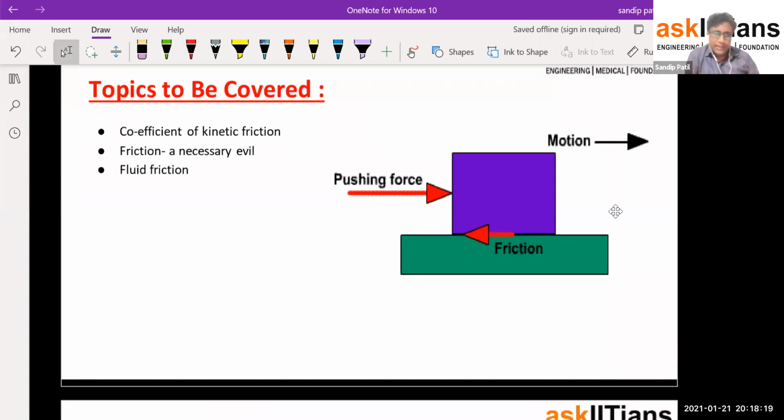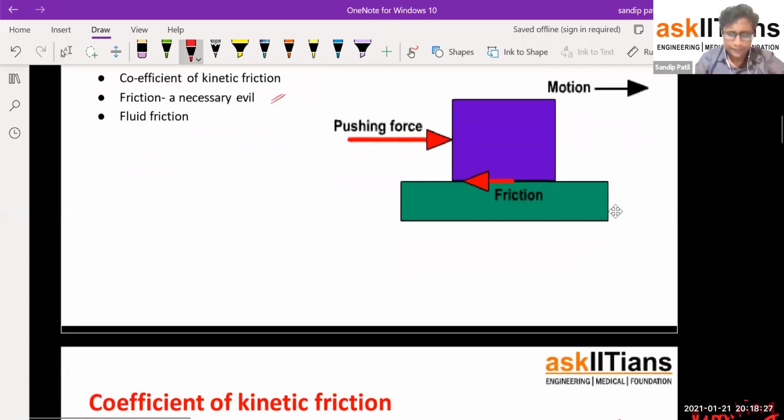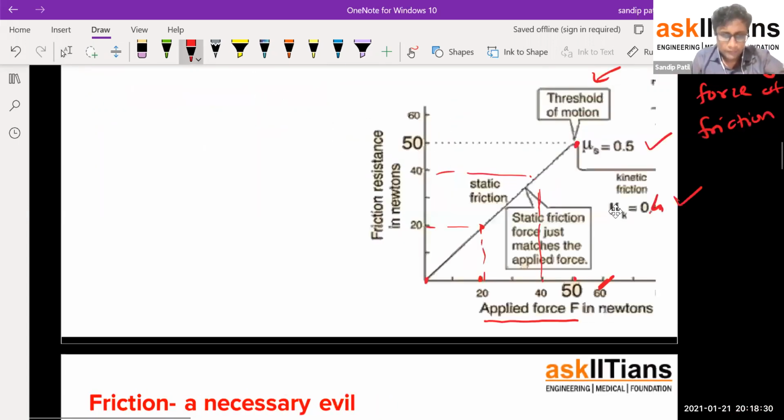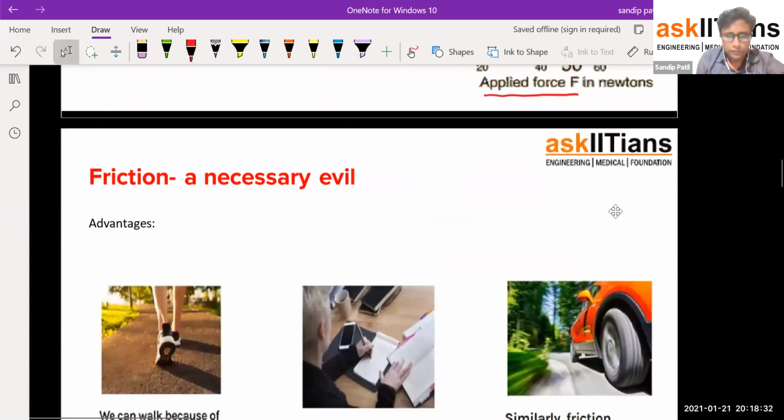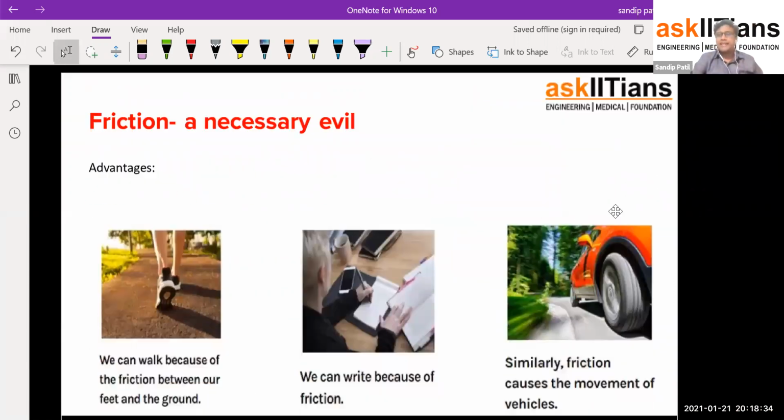Now let's move to the theory part. Theory part, as we know, friction, second part. Friction is a necessary evil. Now let's see what is the meaning of that. Now we know friction is a bad thing. In this question also we saw that the net force is going to be less, right, if the friction is there. So we can say it is evil, it is a bad thing. But we are also saying it is a necessary evil. Necessary means we need that friction.